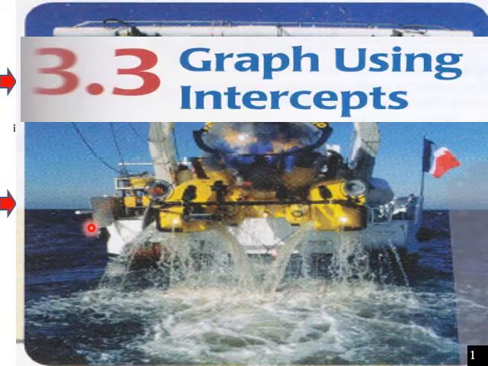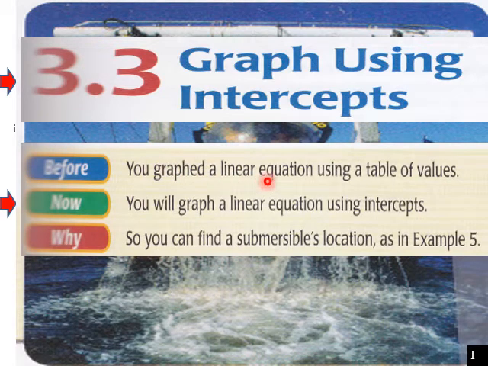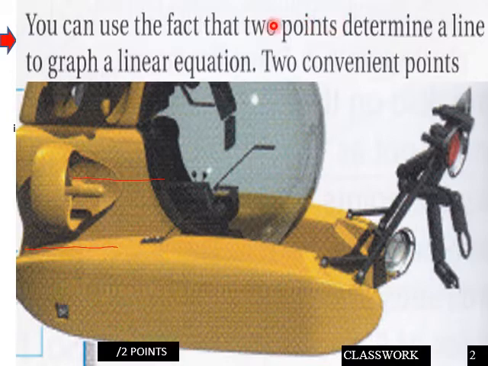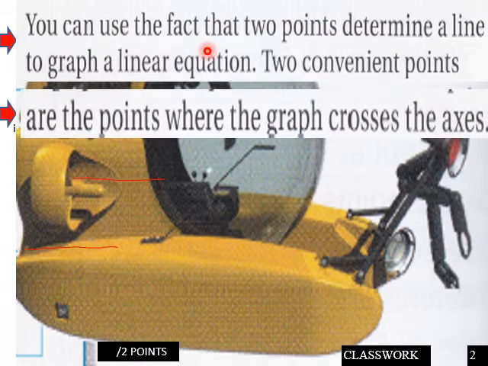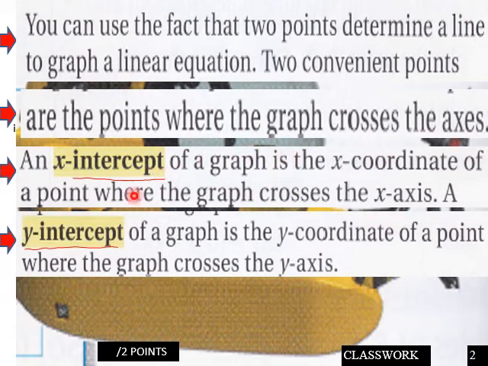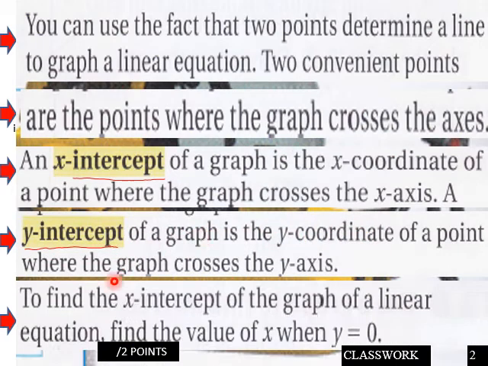Okay, so graph using intercepts. You graphed a linear equation using table values. You will graph a linear equation using intercepts. You can use the fact that 2 points determine a line to graph a linear equation. 2 convenient points are points where the graph crosses the axes. An x-intercept of the graph is the x-coordinate of a point where the graph crosses the x-axis. A y-intercept of the graph is the y-coordinate of a point where the graph crosses the y-axis.